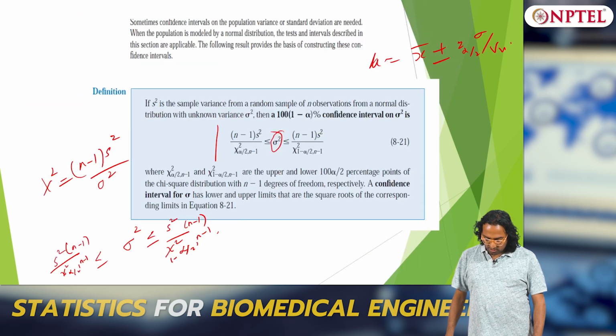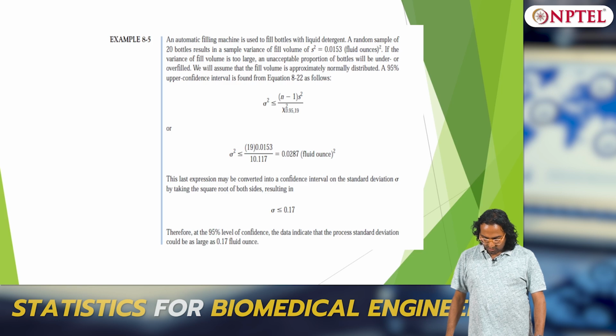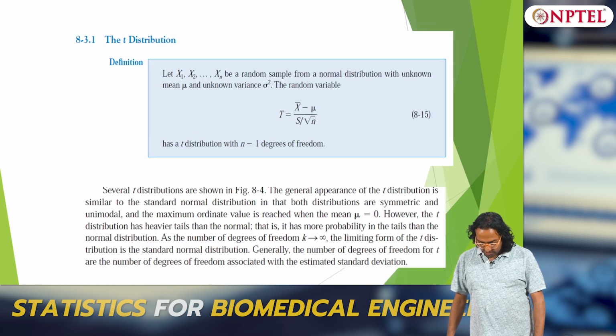So this is about chi-squared. We have looked at proportions earlier, so proportions is clear.